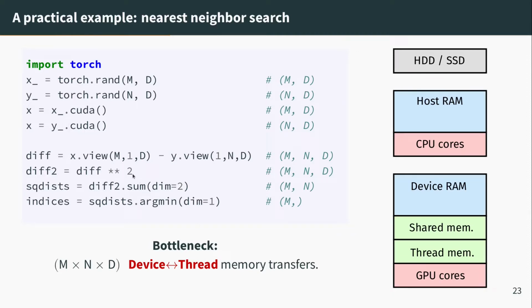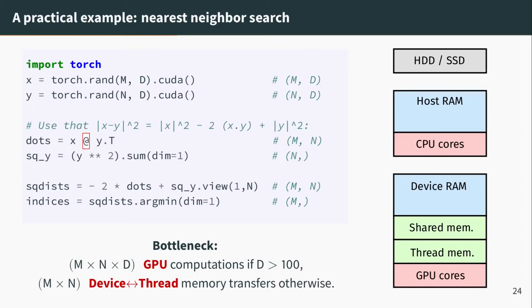And why? That's because when I write this equation, this line, I am explicitly allocating a large M N D array. I have to fill it, so one way or another, I'm going to have to pay this cost. And remember that every memory access to the device RAM costs 100 arithmetic operations. So it's very expensive, and this is going to be the bottleneck of this program. So what can we do here?